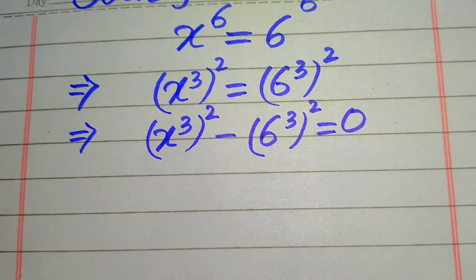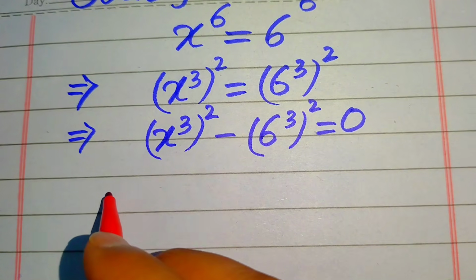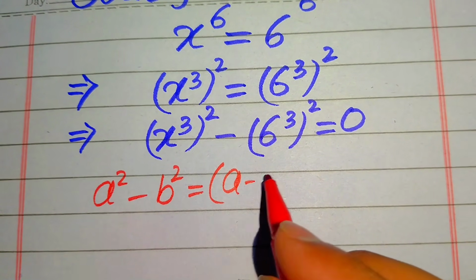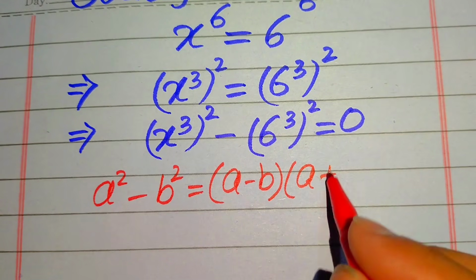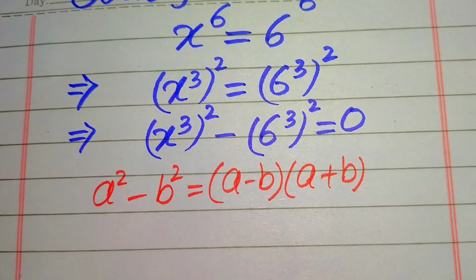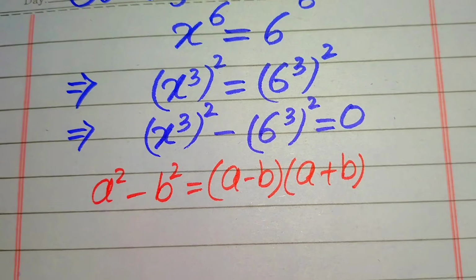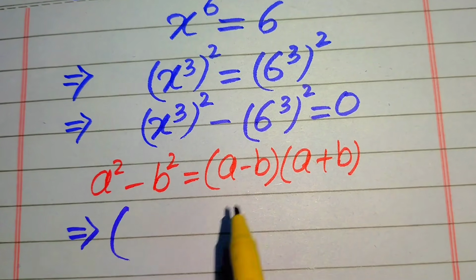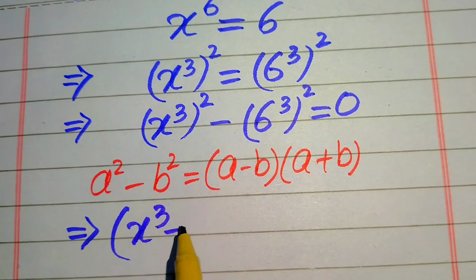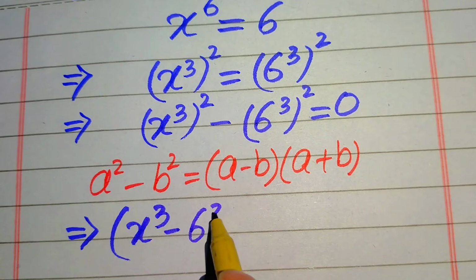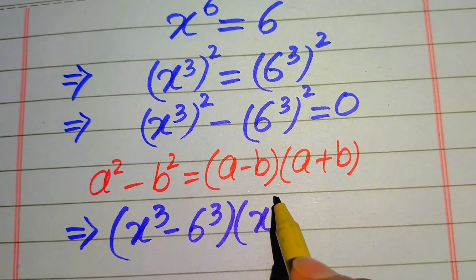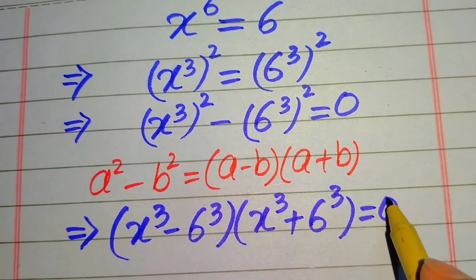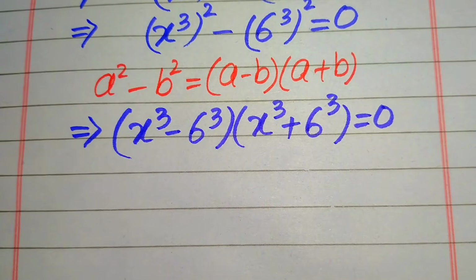So here we use the nice algebraic formula. You know about that, if we have a square minus b square equals to a minus b times of a plus b. According to this formula, we write the above equation in this form. So here first we have a minus b. The value of a is x cubed minus the value of b is 6 cubed, and again we have x cubed plus 6 cubed, and this whole equation is equal to 0.